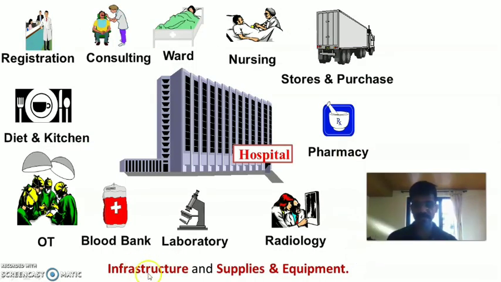In this slide, you can see various infrastructure, supplies and equipment. Infrastructure like registration department, consulting department, inpatient ward, outpatient ward, nursing management, stores and purchase department, pharmacy department, radiology for investigation purposes, laboratory for various examinations, blood bank, operation theatre, and diet and kitchen, that is the pantry service of the hospital. So these are the various infrastructure, supplies and equipment in the hospital system. The facilities and infrastructure vary according to the different classifications and types of hospital.